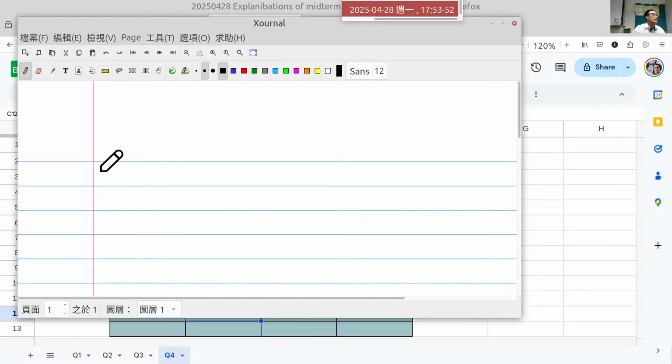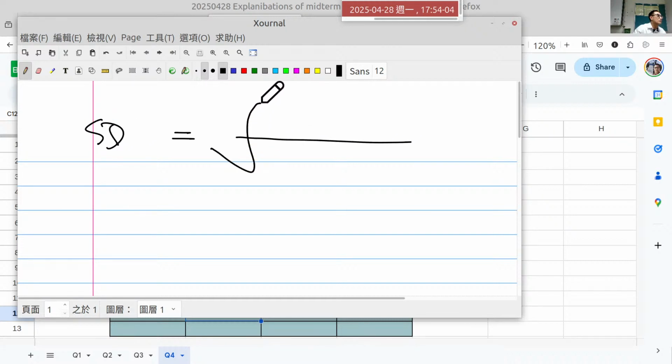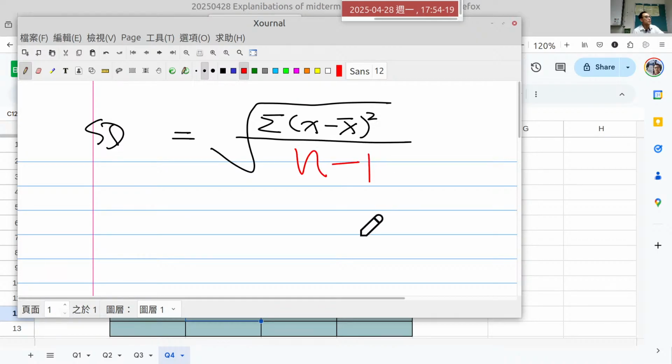Do you remember the standard deviation? I prefer to say that is SD. Standard deviation, that is square root of sigma (x minus x bar) squared, take the square root, and here is the key point. Here is n minus 1, because it's a sample deviation.